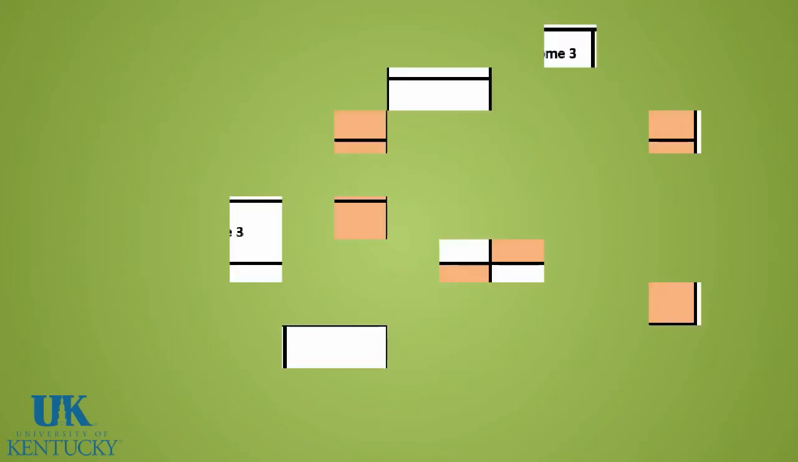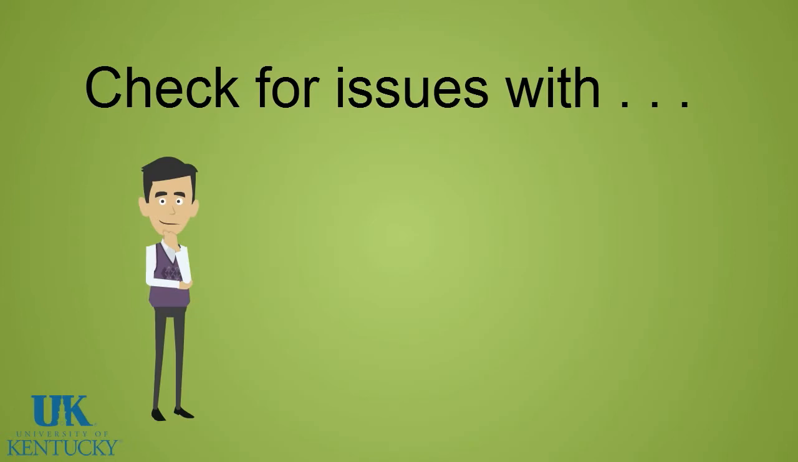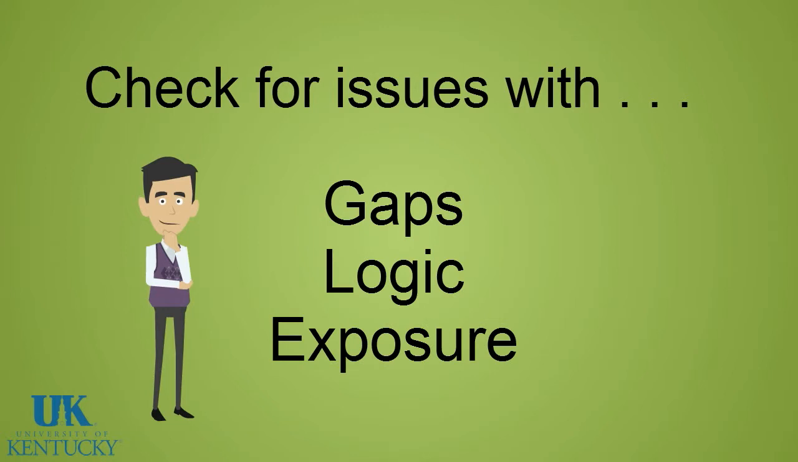Remember, a curriculum map is a matrix that reflects the relationship between each of your program's courses and the outcomes. Creating a curriculum map will allow faculty in the degree program to complete a quality check so there are no gaps, logic, or issues of outcome exposure.